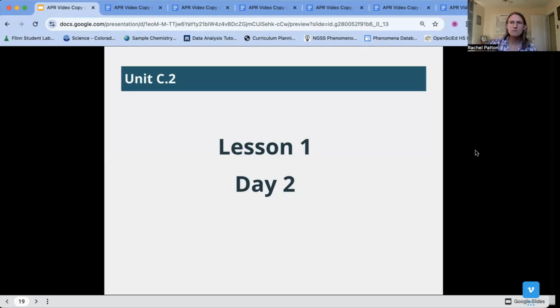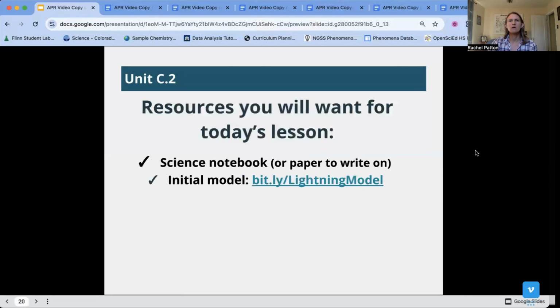If you also missed day two, or if day two is the day you missed because you were present for day one, here's where we are going to go through day two. So make sure you have the resources that you need.